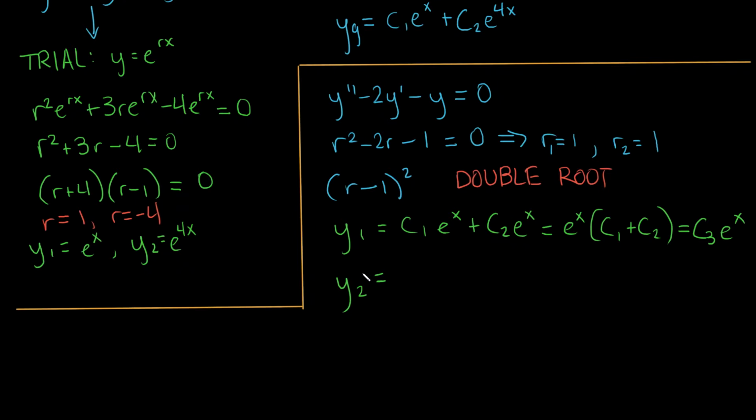But maybe we could modify it in the slightest way possible, just enough so that it is linearly independent. Sorry, not linearly dependent, that it is linearly independent. Just enough so it's linearly independent, but not so much that it isn't a solution anymore. So, what could that be? Let's just pretend we took x times e to the rx.